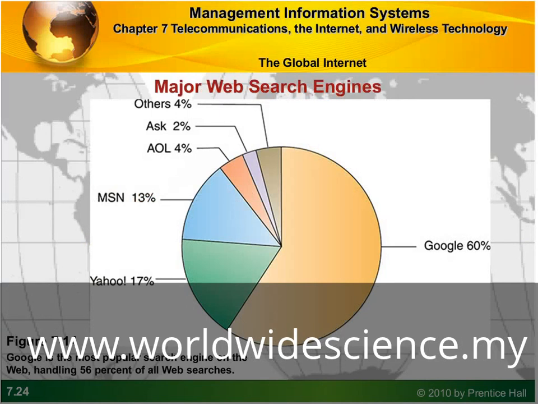And among major web search engines these days, as I said, Google has 60%, and this information is based on the year 2010. Maybe now Google's share has increased. Yahoo 17%, MSN 13%, AOL 4, Ask 2, and some other search engines altogether 4.